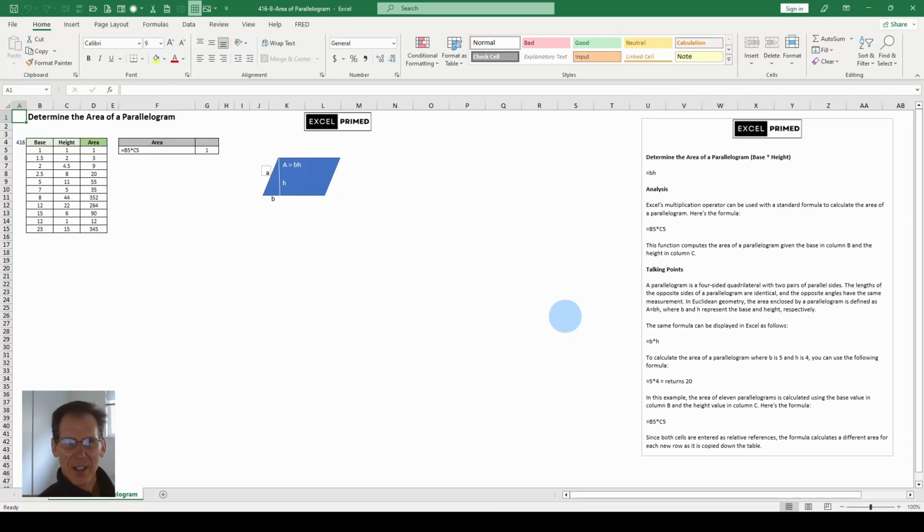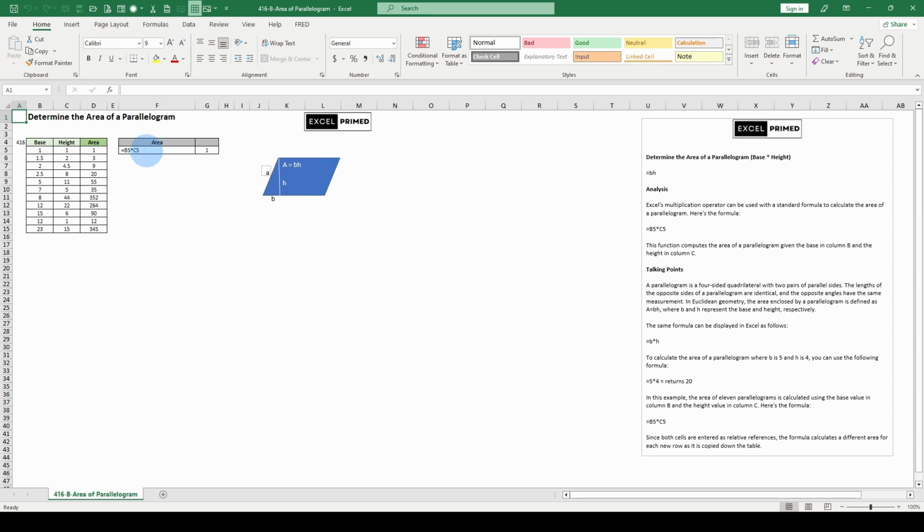A what? A crooked rectangle. How's that? Let's look at this image. We have a parallelogram. Here's your parallelogram. It is a rectangle that's a little bent to the left or bent to the right. What's the area of the parallelogram?